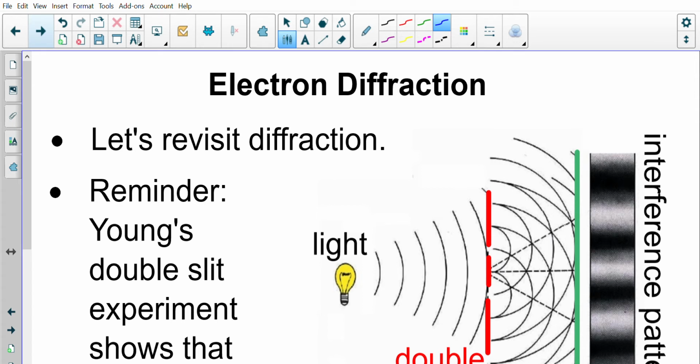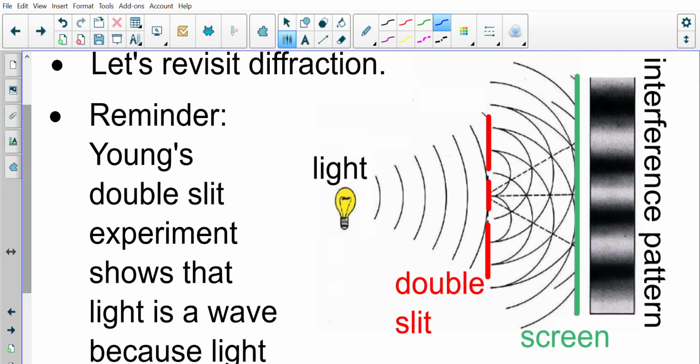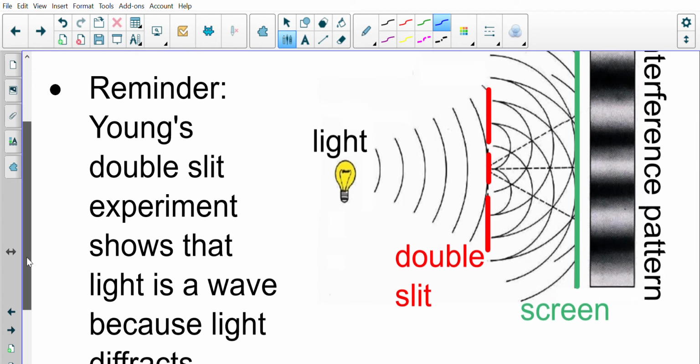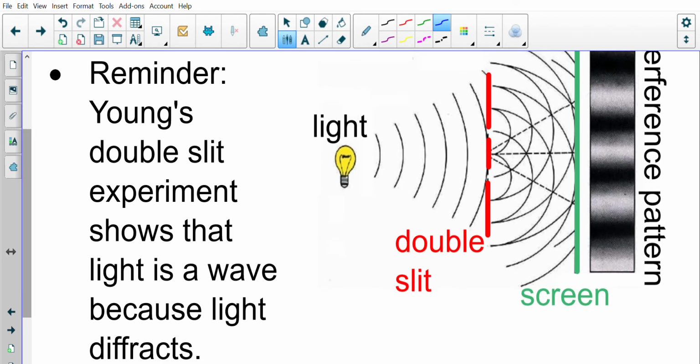So let's revisit diffraction. Remember earlier in the course we looked at Young's double slit experiment. And the reason we study Young's double slit experiment is that it shows that light is a wave because light diffracts. So remember in that experiment you have some light, you send the light towards a double slit. A double slit is just an opening with two openings in it. And you can see here that when the light passes through each opening, it changes shape into a sort of semicircle shape. That change of shape is called diffraction.